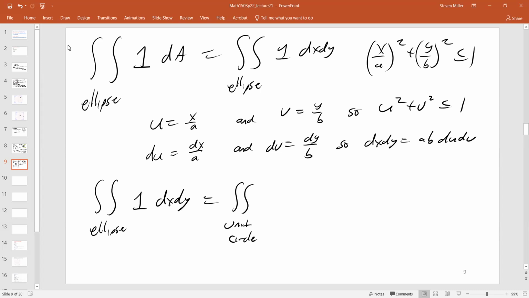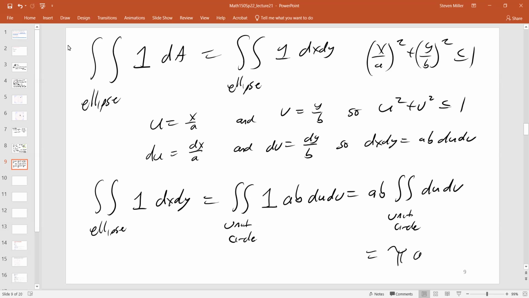circle. What does the function 1 become as I change from x's and y's to u's and v's? Yeah, it stays the same. It's still just function 1. And then dx dy becomes ab du dv. So this is very similar to the calculation we just did a moment ago. Unit circle, du dv. So what is the area of the unit circle? It's just pi. And so that will give us pi ab.